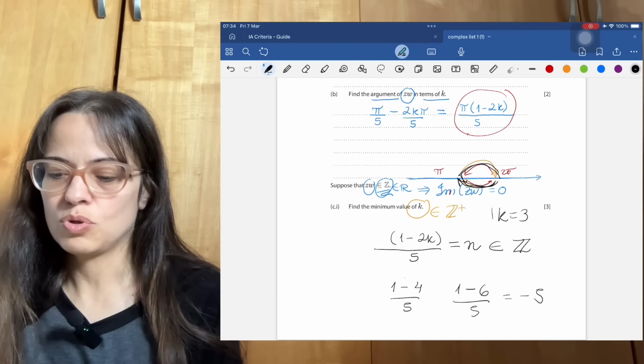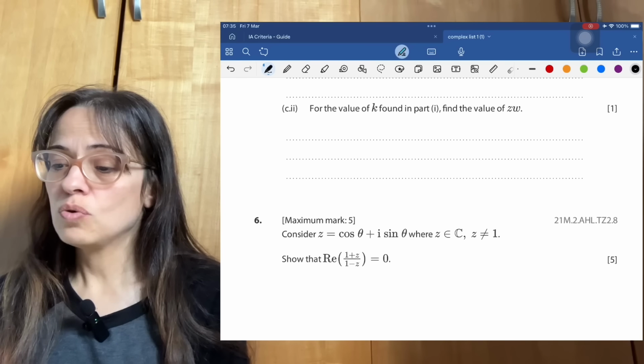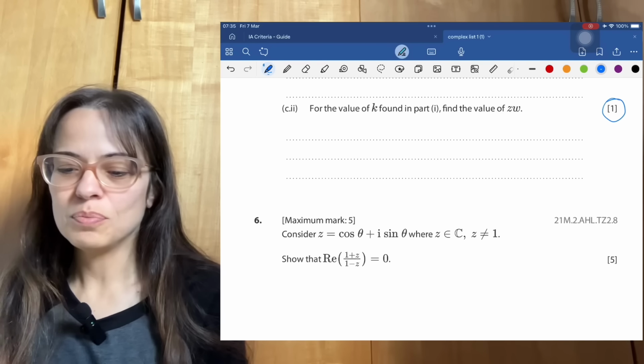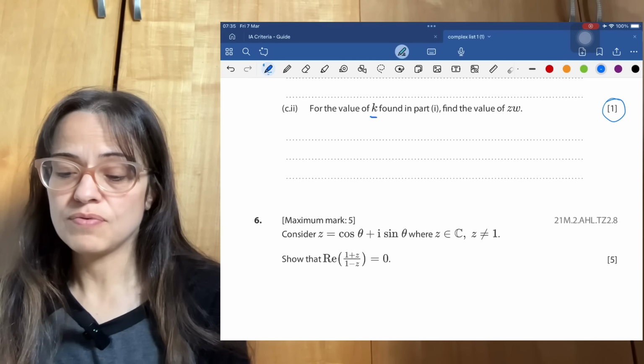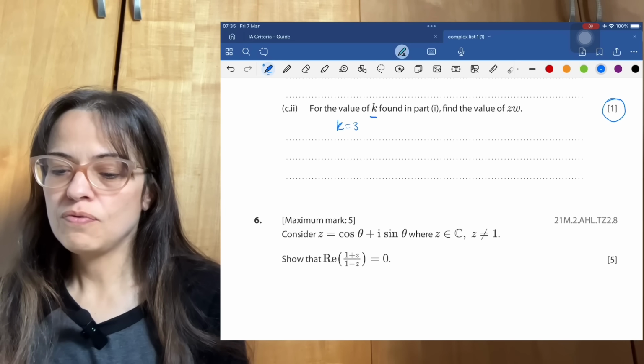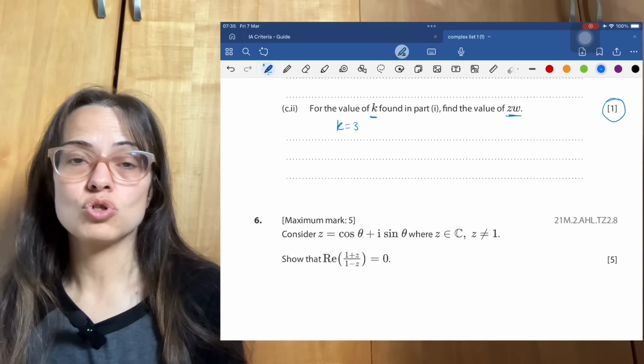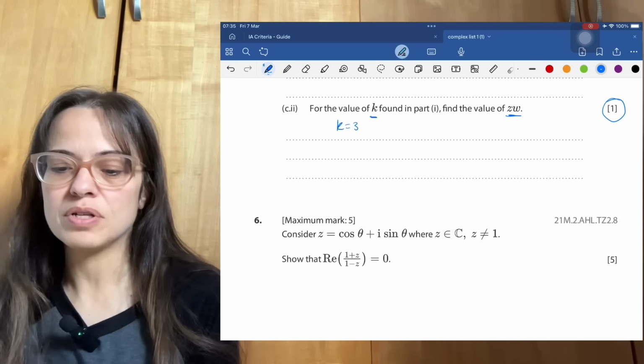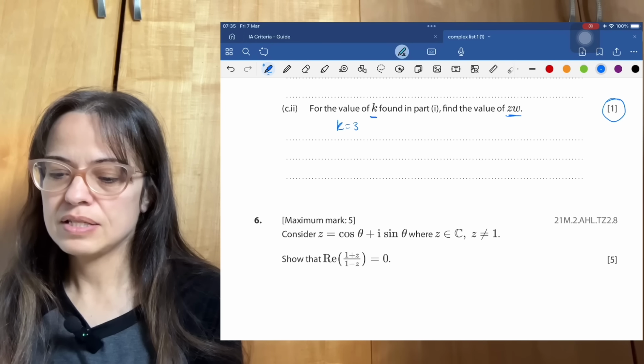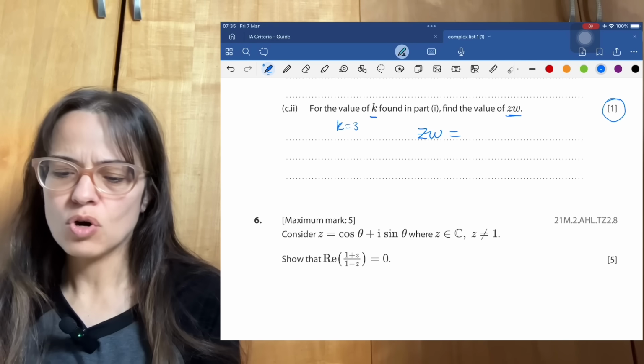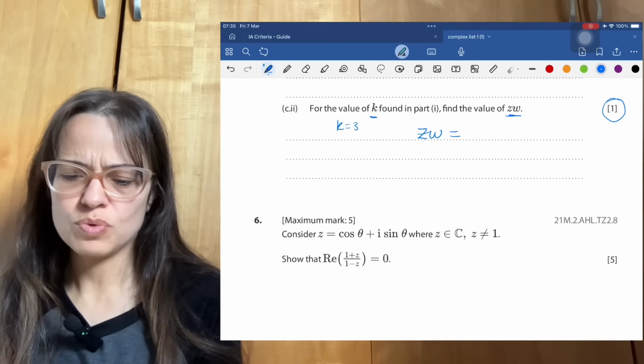k equals 3. Oh, the question is not over yet because for one more mark, he wants us to use this value of k equals 3 to find the value of zw. So the whole complex number that we were talking about since the beginning. I think the modulus was 16, right? Yeah, 16. Well, the angle is going to be negative pi because this part was negative 1. We did that intentionally with k equals 3. And then there's the pi.